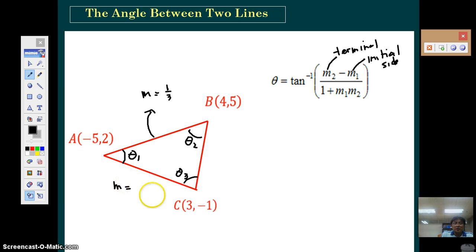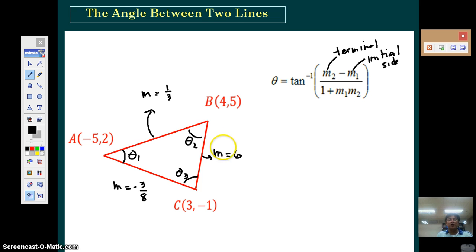Negative 1 minus 2 is negative 3. 3 minus negative 5 is 8. So this is negative 3 over 8. 5 minus negative 1 is 6. 4 minus 3 is 1. So the slope of this side is 6. Now we have all we need.